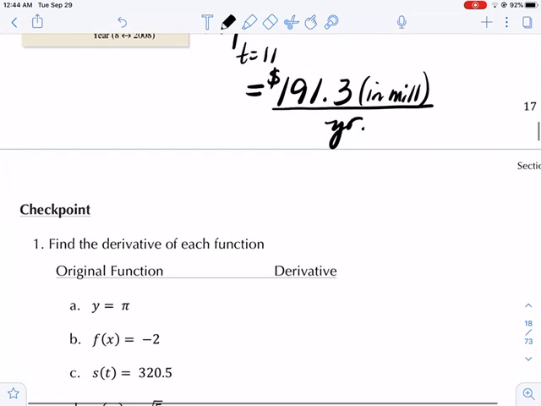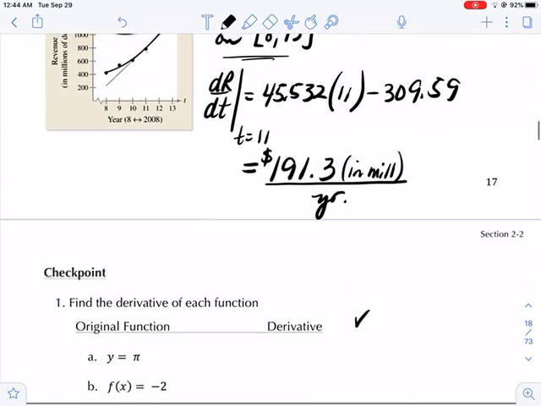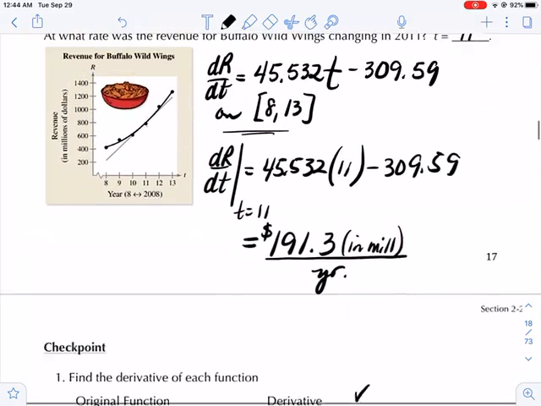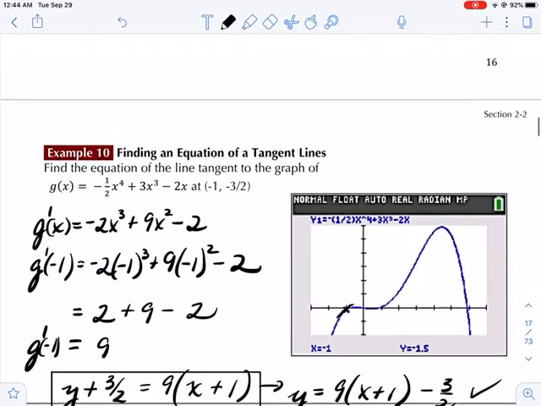All right, so you have your checkpoint, and if you want to go through this and repeat, you can check your answers in the textbook in WebAssign. But that'll run you through 2.2.